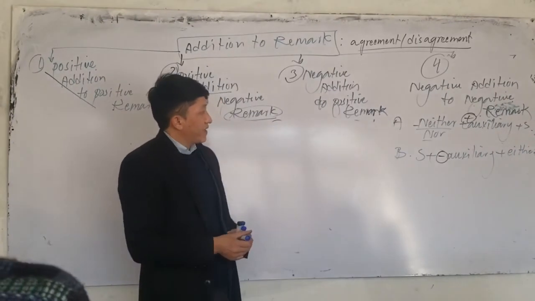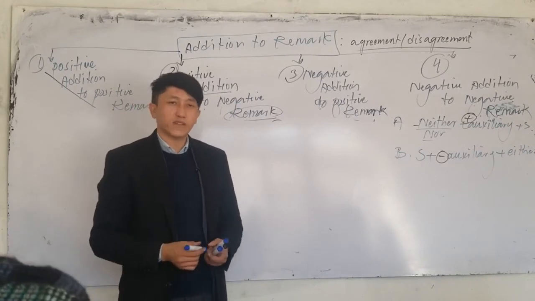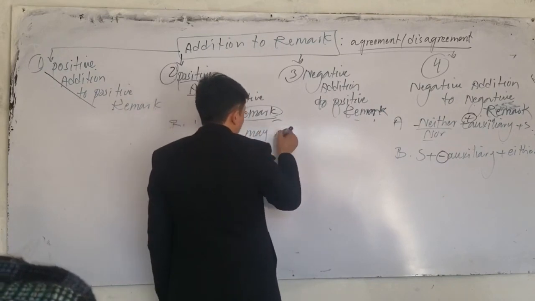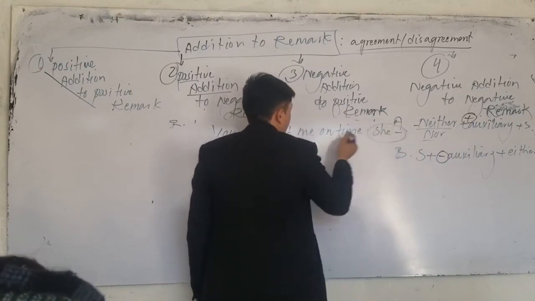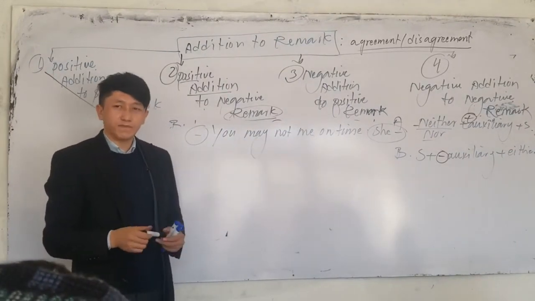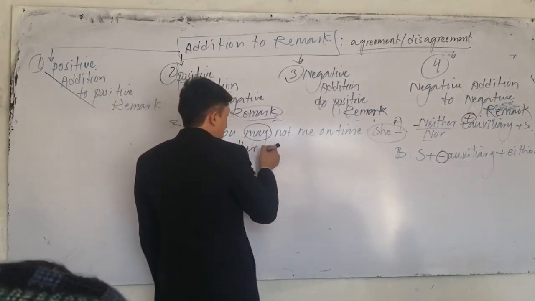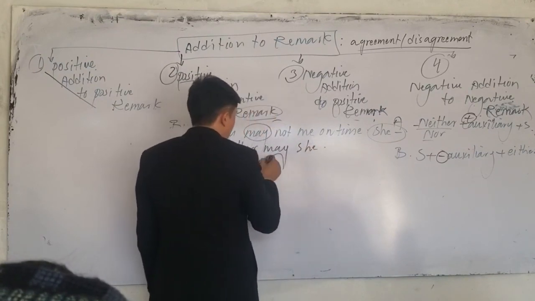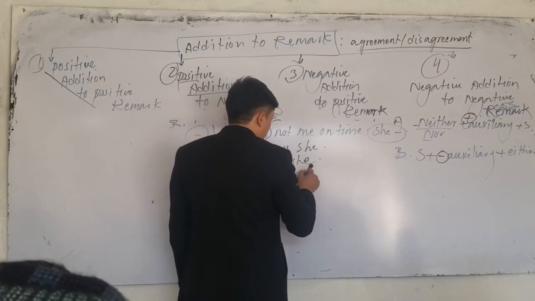Now sometimes when somebody says a negative remark, and the addition is also negative, how can I add it? For example, I say you may not be on time. That's the future. And she, negative. She and you. This is the remark. Remark is negative. Addition is also negative. How can I add it? I can say neither. Very nice. What is the auxiliary verb here? May. Neither may she, or we can also say nor may she, or we can also say she may not either.